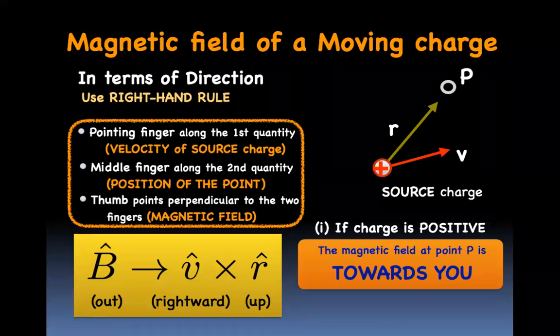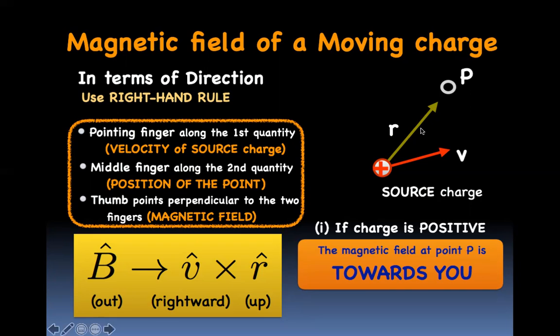To apply the right hand rule, we are to use it here on this given figure. Here the source charge is positive. The red arrow indicates the direction of the velocity, and the green arrow corresponds to the position of point P, or the direction r hat. We have to use our hand to do the right hand rule, with our pointing finger along the first quantity, which is the velocity. Then we orient our middle finger along the second quantity, which is r hat, or the position of the point.